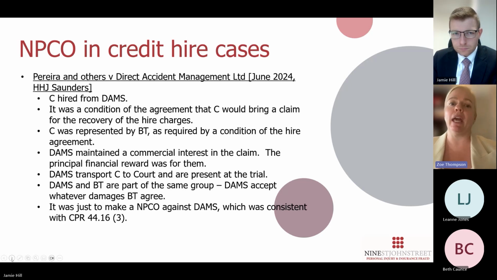And what the case was looking at wasn't so much what happened in those cases in terms of the involvement of the credit hire company, but rather looking at the business relationship. And the court looked at the contractual terms and looked at the fact that the claimants were required to pursue the hire. They were required to pursue the hire diligently. They were required to use Bond Turner. And the court in that case came to the conclusion that there should be non-party costs orders against DAMS in respect of all 4 of those cases.